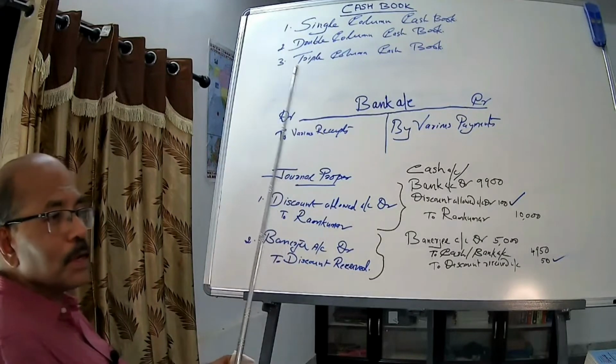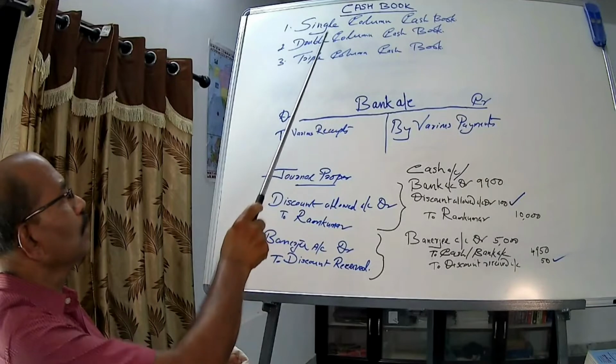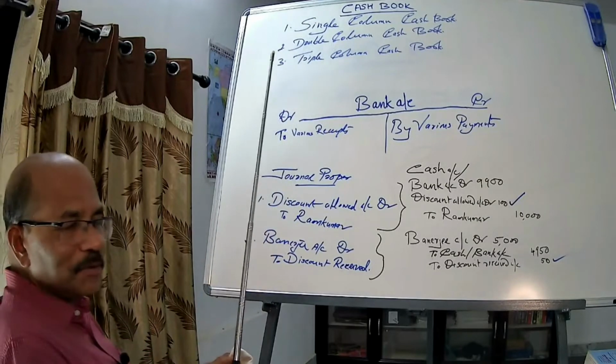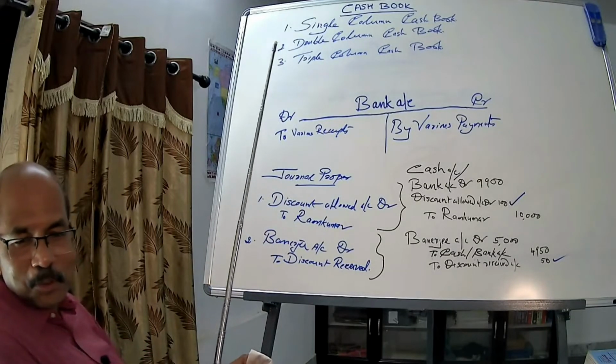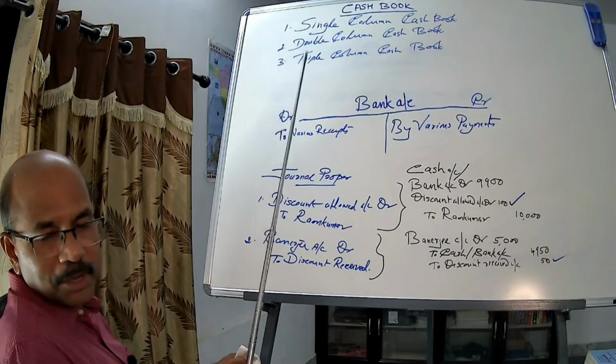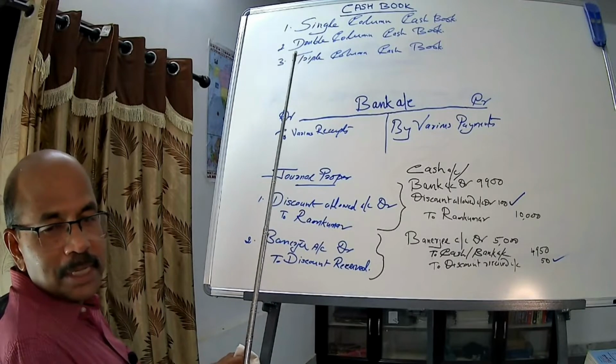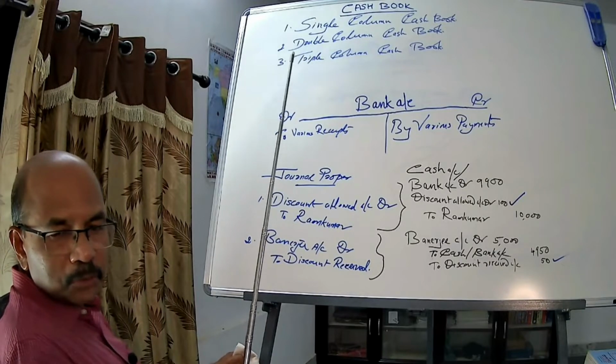Just because you don't have a discount column in the single column cash book or double column cash book doesn't mean that in that organization discount is not either received or paid. It is there. You as an accountant have to respond to it. How will you account for it? Well, that will be done through a separate journal, the journal proper.